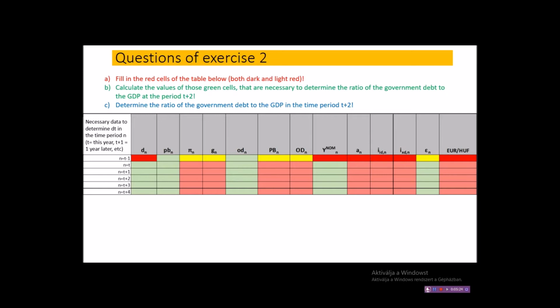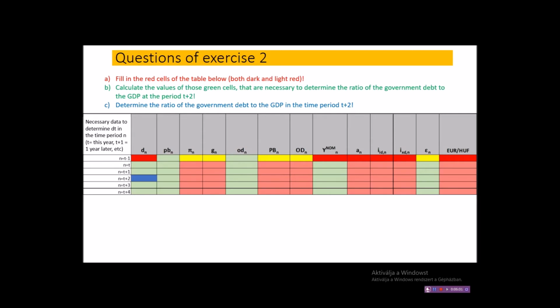Light red cells will include those data that were again given in the exercise, referring to this year and the upcoming years. And finally, green cells refer to such values that will have to be calculated. From the calculated values, so from the green cells, only those need to be determined that are necessary to calculate the ratio of the government debt in the time period T+2. This cell is highlighted with blue. This is going to be the key question. So let's see the solution of the exercise.